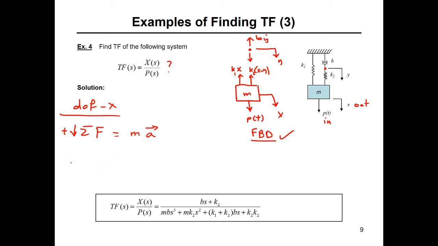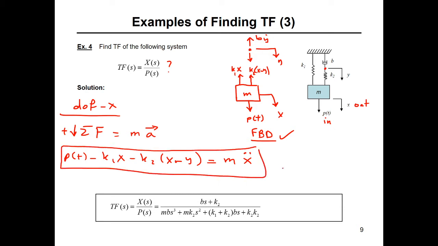Now on the mass, we have what? We have P of t minus K1 x minus K2 (x minus y) equals the mass times the acceleration of x, which is x double dot. And this is equation of motion number 1, and we will give it number 1. Alright, now let's go to degree of freedom y on the other slide.